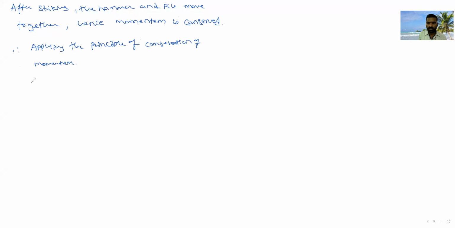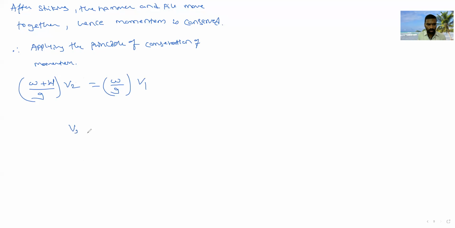What is momentum? Total weight into final velocity. So what is the total weight? Weight of hammer is w plus weight of the pile is capital W, divided by g. This is the total weight, into the final velocity, V2. This is equal to the initial momentum: the hammer is w divided by g into the initial velocity. So final momentum is equal to initial momentum.